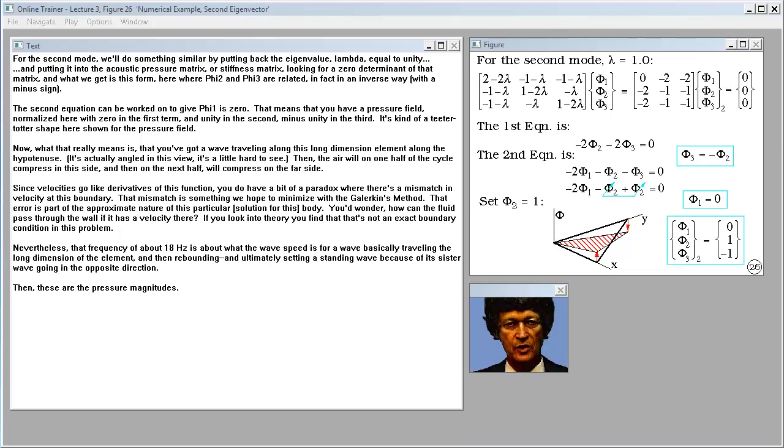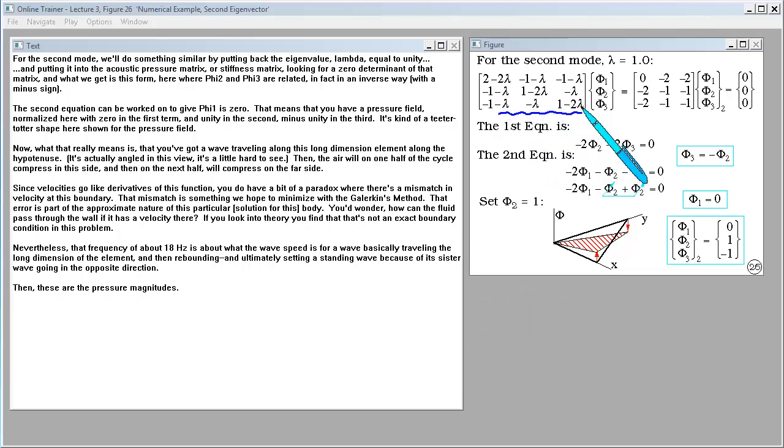For the second mode, we'll do something similar by putting back the eigenvalue lambda equal to unity and putting it into the acoustic pressure matrix or stiffness matrix, looking for a zero determinant of that matrix. And what we get is this form here where phi 2 and phi 3 are related, in fact, in an inverse way with a minus sign. The second equation can be worked on to give phi 1 is 0, and that means that you have a pressure field normalized here with 0 in the first term and unity in the second, minus unity in the third, and it's kind of a teeter-totter shape shown here for the pressure field.